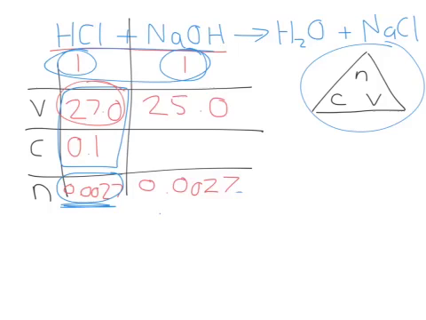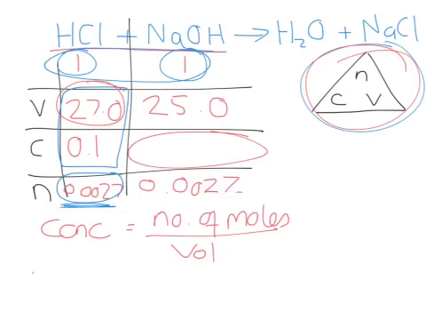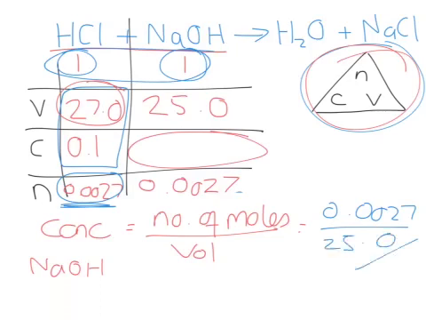Now what we need to do is to use the triangle to calculate the concentration of the sodium hydroxide. Concentration of NaOH is equal to the number of moles divided by volume. The number of moles, as we've calculated, is 0.0027 divided by volume, which is 25.0, but don't forget that has to be divided by 1,000 because it has to be in decimetres cubed. And once you've calculated that, it comes out as 0.108, and the units for that will be moles per decimetre cubed.